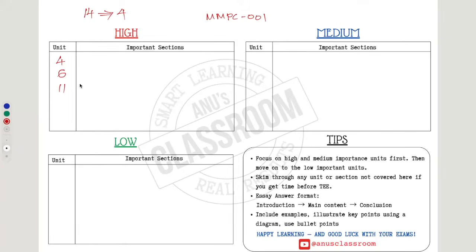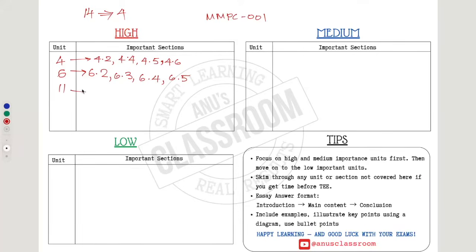But if it is not possible for you, I don't know when you're seeing this video, if you don't have that time with you, then from unit number 4 you focus on 4.2, 4.4, 4.5, and 4.6 at the least. Similarly, unit number 6, you focus on 6.2, 6.3, 6.4, and 6.5.